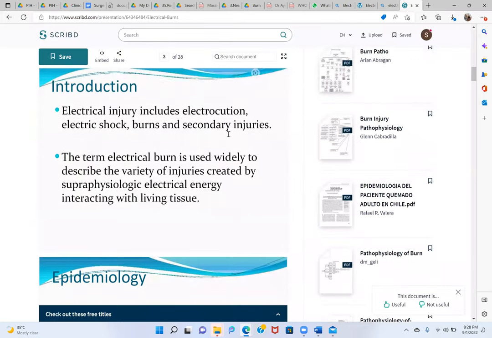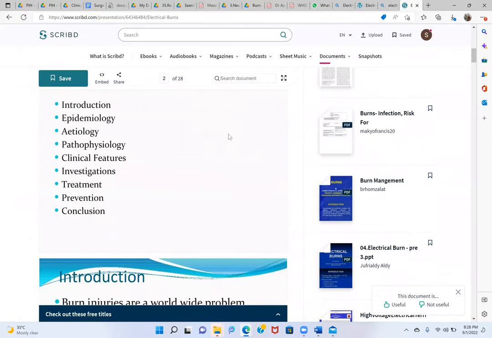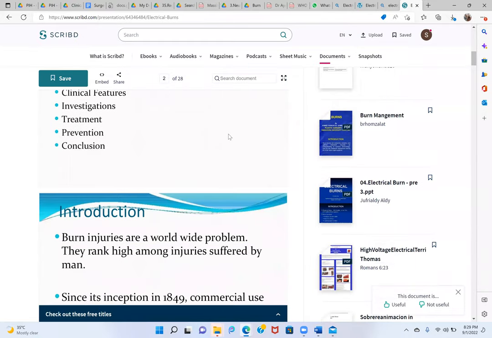Okay, so what about electric burns? Actually, in electric burn, in addition, there will always be an exit point, and it is not confined to the burn only. There are so many other events which will occur, like cardiac arrhythmias and DIC. So we will just have a look at it.